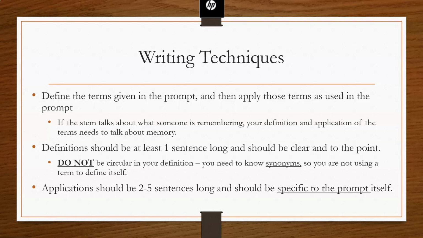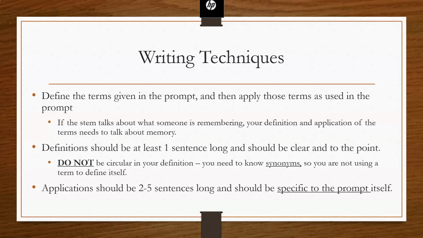Your definitions should be at least one sentence long, and they should be clear and to the point. Don't be circular. You cannot use a word to define itself. That's what circular means. That means you need to know synonyms for the word so that you can use those as part of your definition.